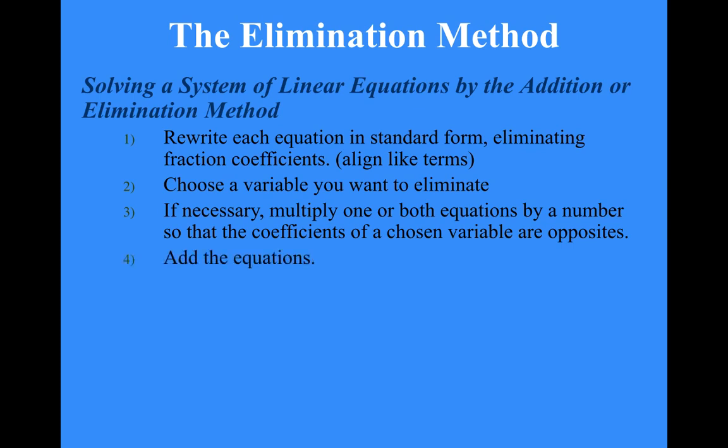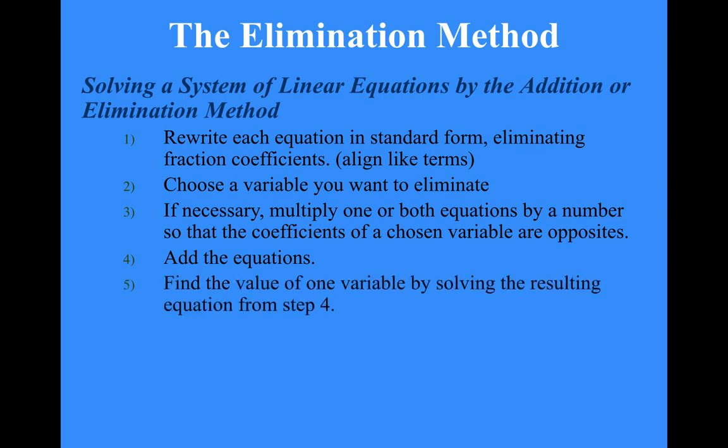Then you're going to add your equations together. Okay, we had a positive 15y and a negative 15y. We added the two equations so that the y's would cancel out, and we were just left with an x term equals a number. Okay. Then you're going to find the value of one variable by solving the resulting equation from step 4. Okay, that's what we did when we figured out that x was negative 1. We found the value of that one variable after we eliminated the y's.